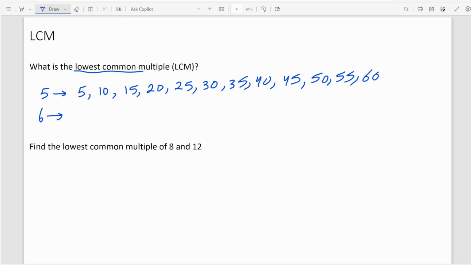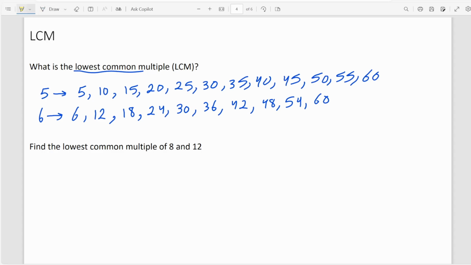Now, as for the 6, we got 6, 12, 18, 24, 30, 36, 42, 48, 54, and 60, and I'll also stop here. So, now let's take a look here. The lowest common multiple is a multiple that is shared by both of them. And if you take a look here, nothing is shared up until here, right? So 30. And this is what the lowest common multiple is.